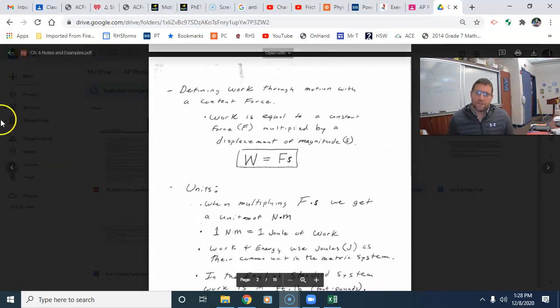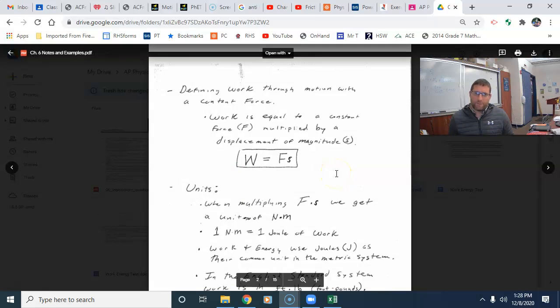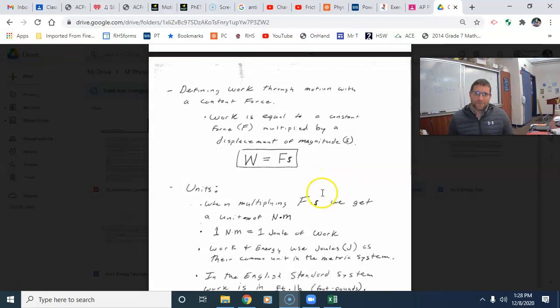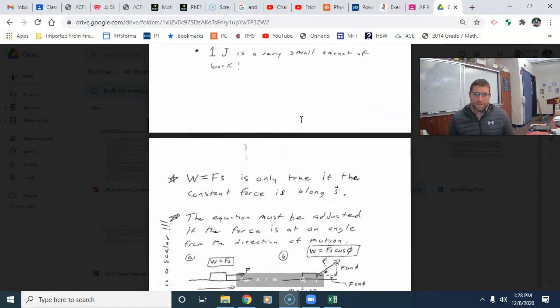All right, so let's get more formula related now that we know the concepts of this stuff. The base formula for work is simply the force times the displacement.